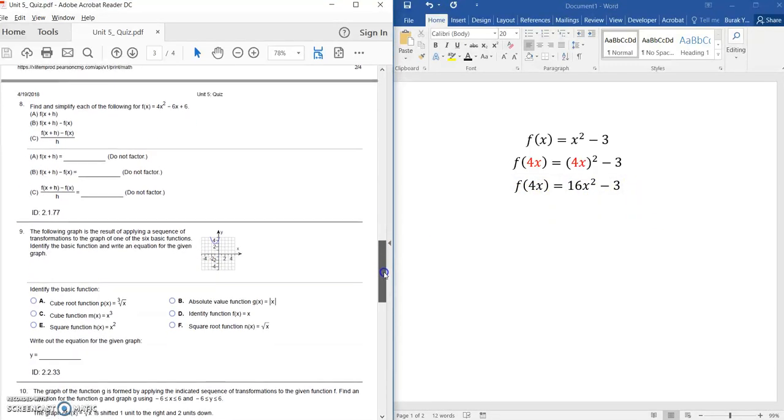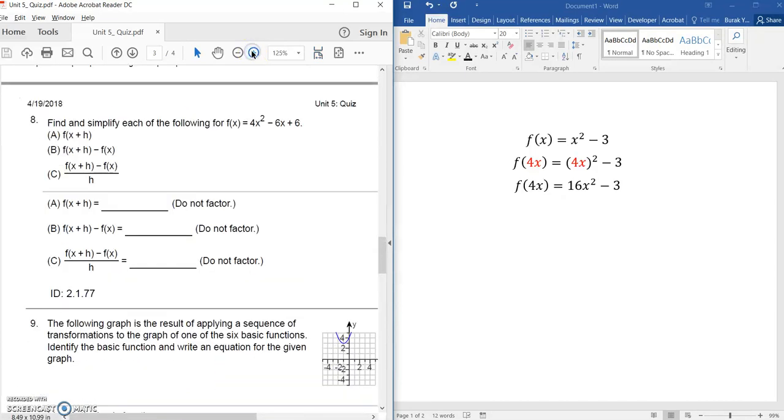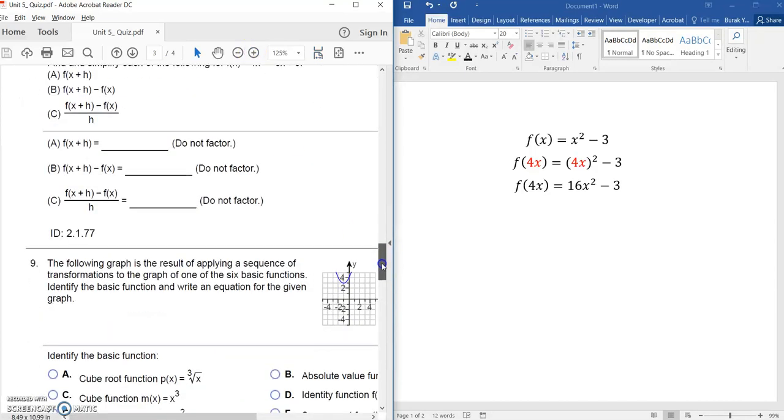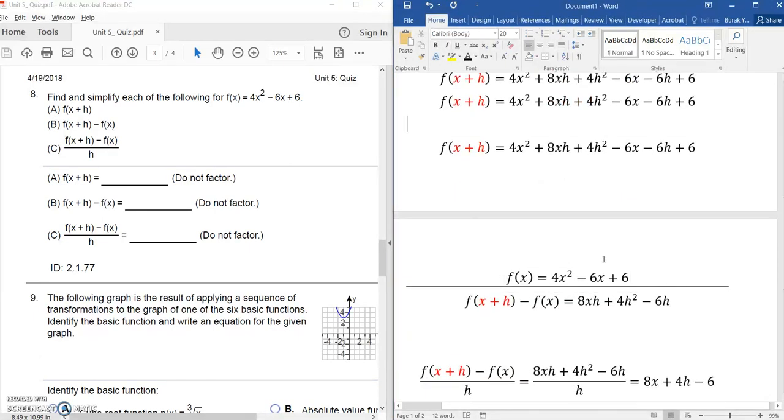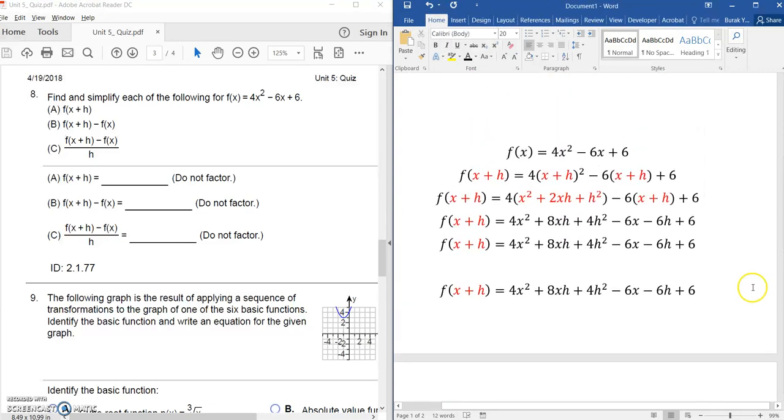And then in number 8, this is probably the hardest question. It's not too hard, but it's kind of long. And so here it is. In part A, we're being asked to find f of x plus h. Just like the previous example, in this function, f of x equals 4x squared minus 6x plus 6, wherever you see x, just replace it by x plus h.